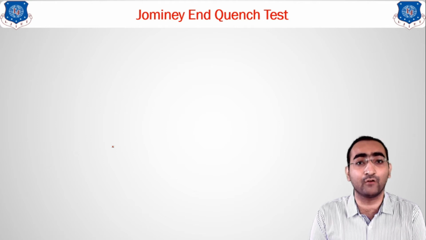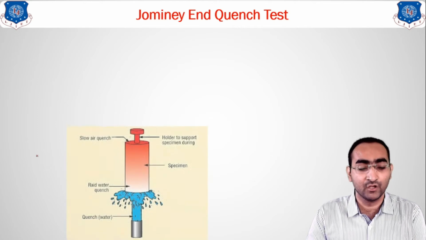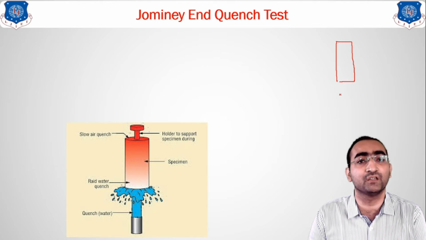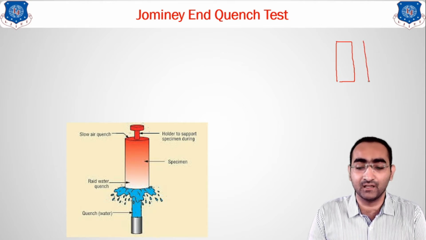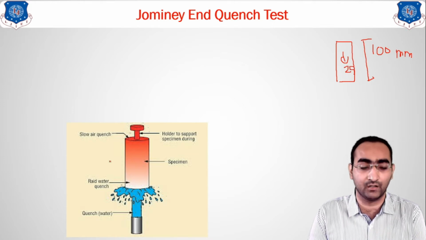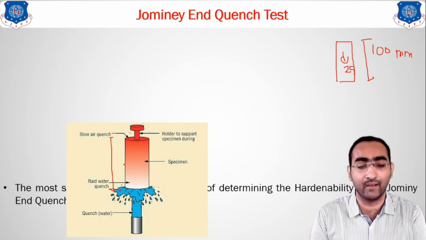Let us see the figure of that standard specimen which is used for the Jominy end quench test. A cylindrical portion is taken for the Jominy end quench test, whose length is 100 mm, and the diameter is 25 mm.